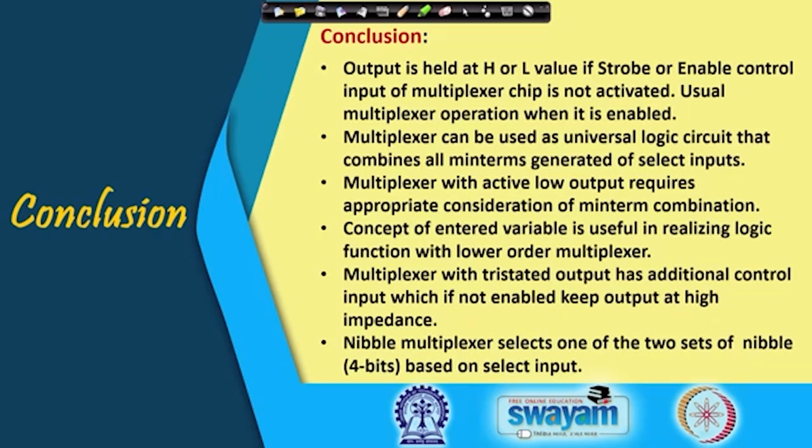A multiplexer can be used as a universal logic circuit, okay, and a lower order multiplexer can be used where the concept of entered variable comes into picture, by which we can obtain a logic function. A multiplexer with tri-stated outputs has an additional control input which, if not enabled, keeps the output at high impedance, and enable multiplexers are useful when group based binary operations are done.